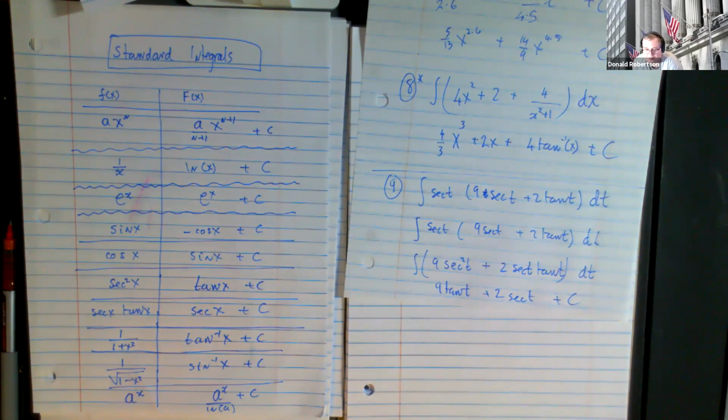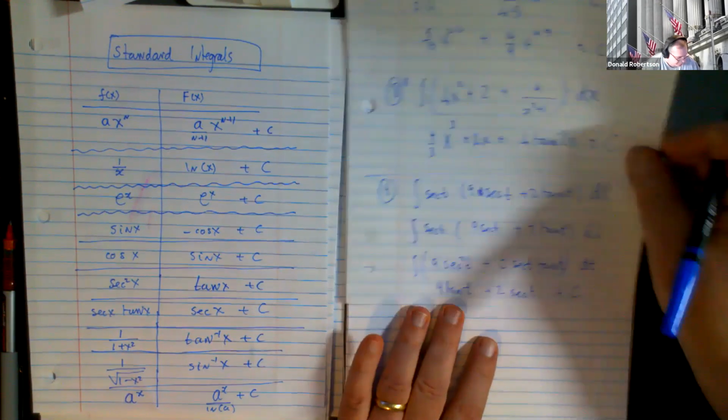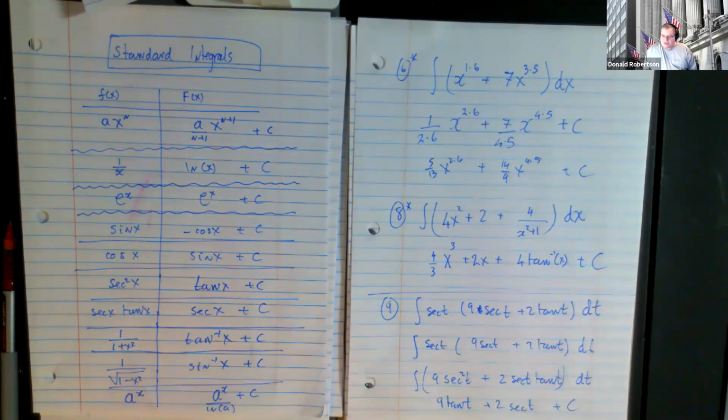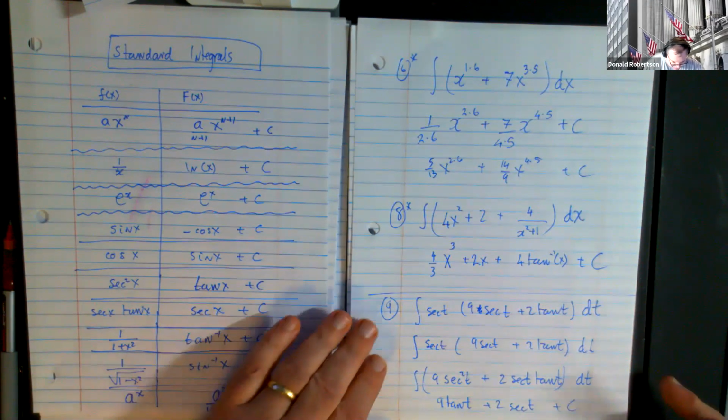So there's an example of a trig integral where I didn't need any identities. I should keep these up for a second. Are there any questions about those 3? Can I move on? Move on it is then.